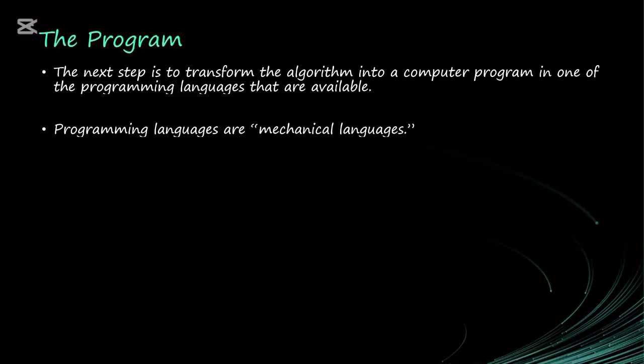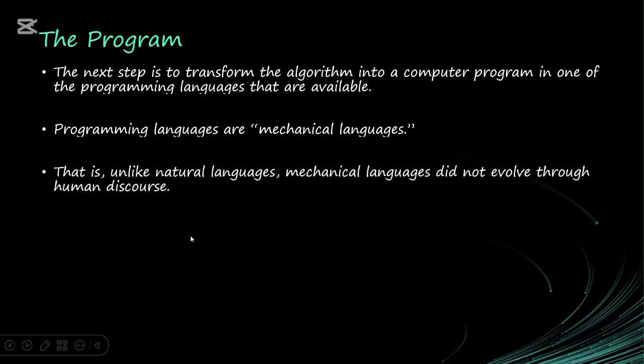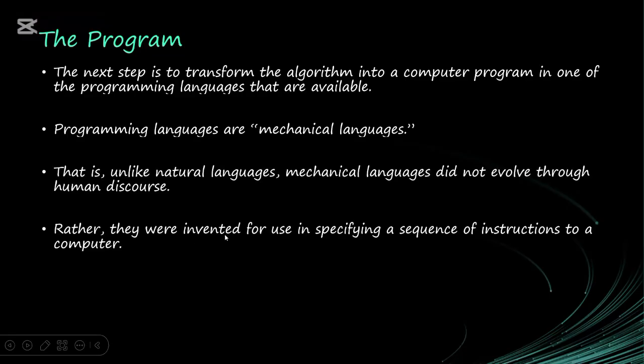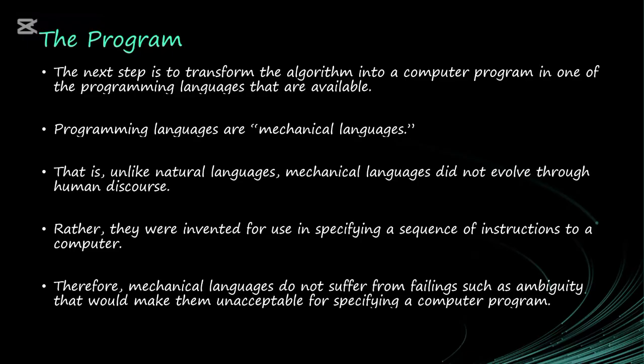Programming languages are mechanical languages. They are not like natural languages, so they are not ambiguous like natural languages. Rather, they are invented for use in specifying a sequence of instructions to a computer. That is what we use to give computers instructions. Therefore, mechanical languages do not suffer from ambiguities that would make them unacceptable for specifying a computer program. Programming languages are mechanical languages and they are accepted to specify a computer program.